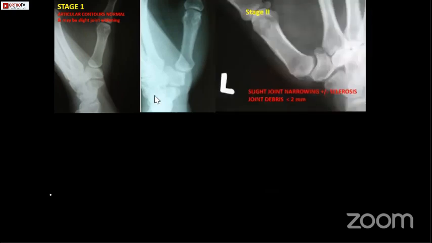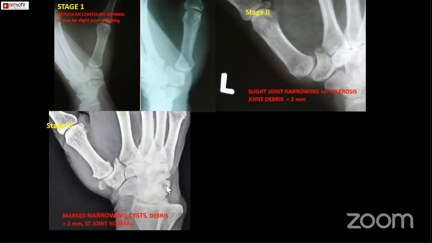What we see in stage 2 is that there is a slight narrowing of the joint. There may or may not be sclerosis, and the joint debris, that is osteophytes and secondary bone formation, are usually less than 2 millimeter in size. In a higher stage, the joint debris increases in size to more than 2 millimeter. And to differentiate from stage 4, you have to see what is going on with the ST joint. The scaphoid trapezoid joint is looking normal. You can assess all of this in the Roberts view.